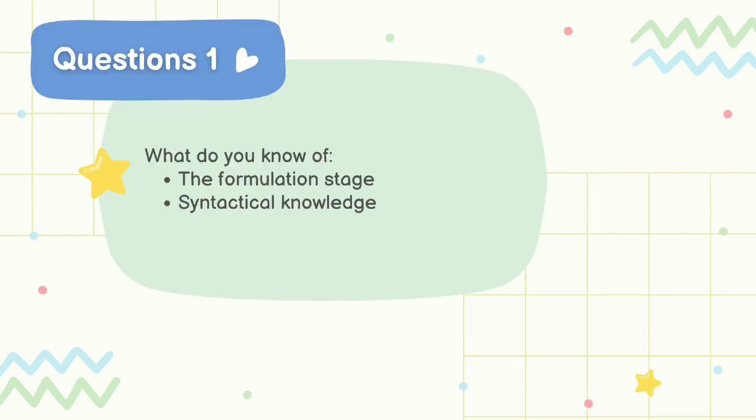Number one, what do you know of the formulation stage and syntactical knowledge? The formulation stage is the second phase of language production where we prepare and create speech by selecting words and constructing sentences. At this stage, our mind organizes appropriate words and syntactic structure to convey meaningful speech based on the intention set during the conceptualization stage.